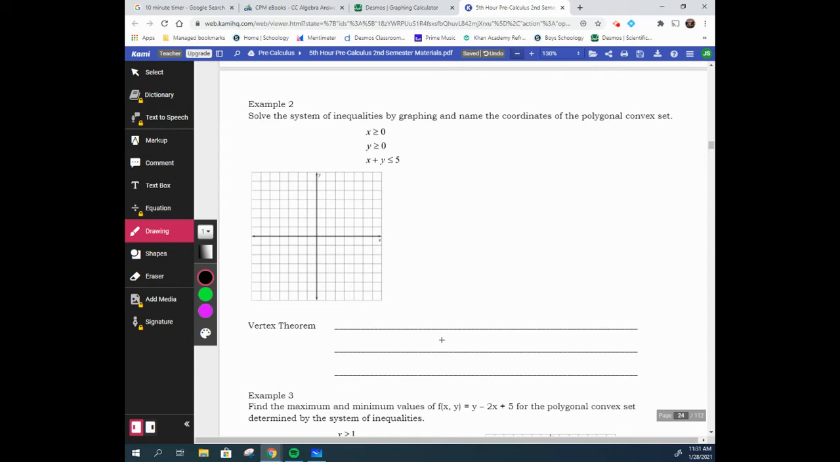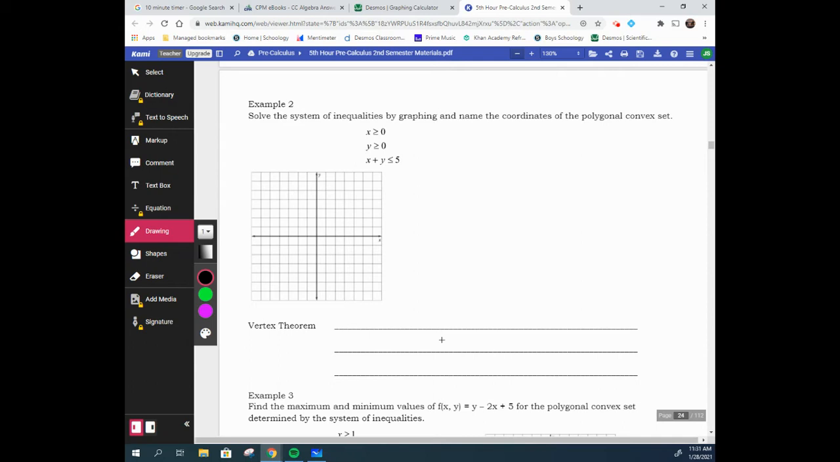So remember, if it's like x, what you're going to do is graph x equals 0, and then shade anything bigger than or equal to 0. And then here you're going to graph y equals 0, and then shade any y values bigger than or equal to 0. Then you're going to graph this boundary line and shade everything less than or equal to that line.